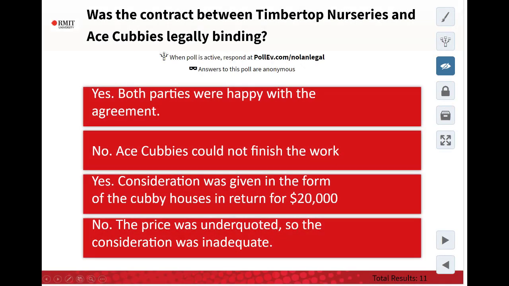Okay, so the first question that we discussed in the class was this one: whether the contract between Timbertop Nurseries and Ace Cubbies was legally binding. And the options that I gave the class to deal with were the ones on the screen. So yes, both parties were happy with the agreement. No, Ace Cubbies couldn't finish the work. Yes, consideration was given in the form of the cubby houses in return for $20,000. And no, the price was underquoted, so the consideration was inadequate.